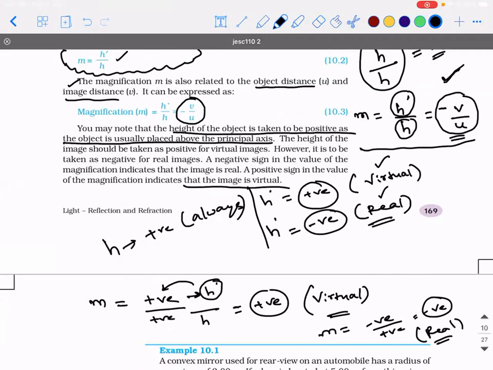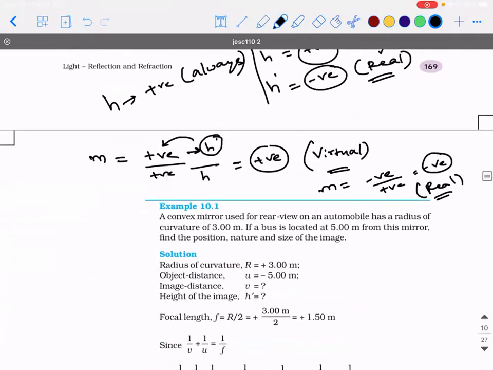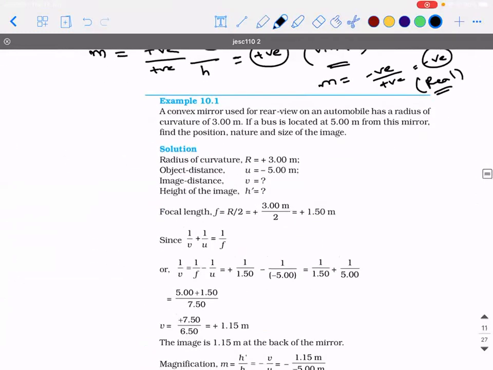Guys, are you able to understand this? Yes, sir. Okay. I hope everybody is making short notes. With all the knowledge we have gathered, we are going to solve problems. Listen.